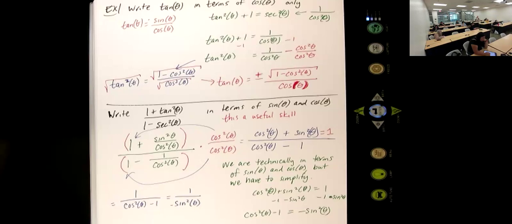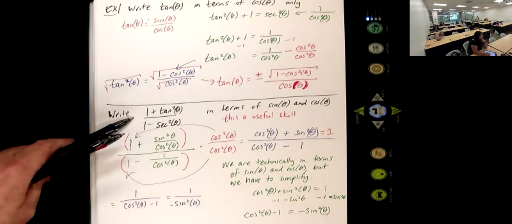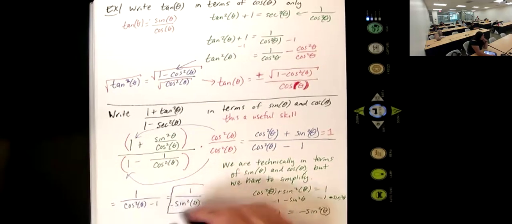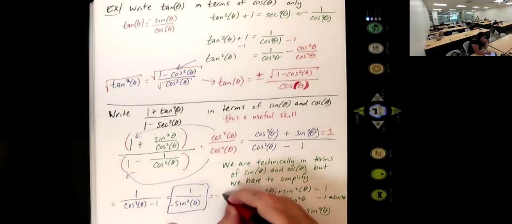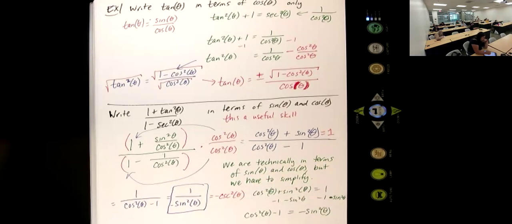Which is a nice simple form, cleans a whole lot up from that. That is probably the simplest form in terms of sines and cosines. If you needed it for something else, you can see this is the same thing as negative cosecant squared. But that's not what I asked, in terms of sines and cosines.